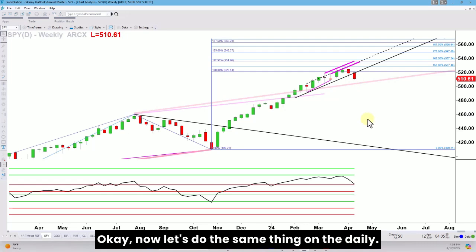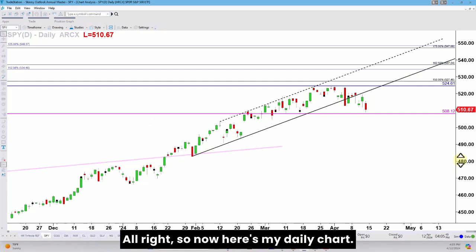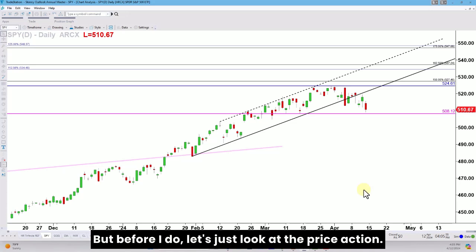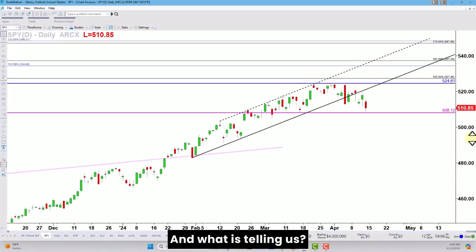Okay, now let's do the same thing on the daily. All right, so now here's my daily chart. Again, no more indicators. Platform did an update, wiped it out. Now we're going to add them back, but before I do, let's just look at the price action, right? Price action's king, and what is it telling us?